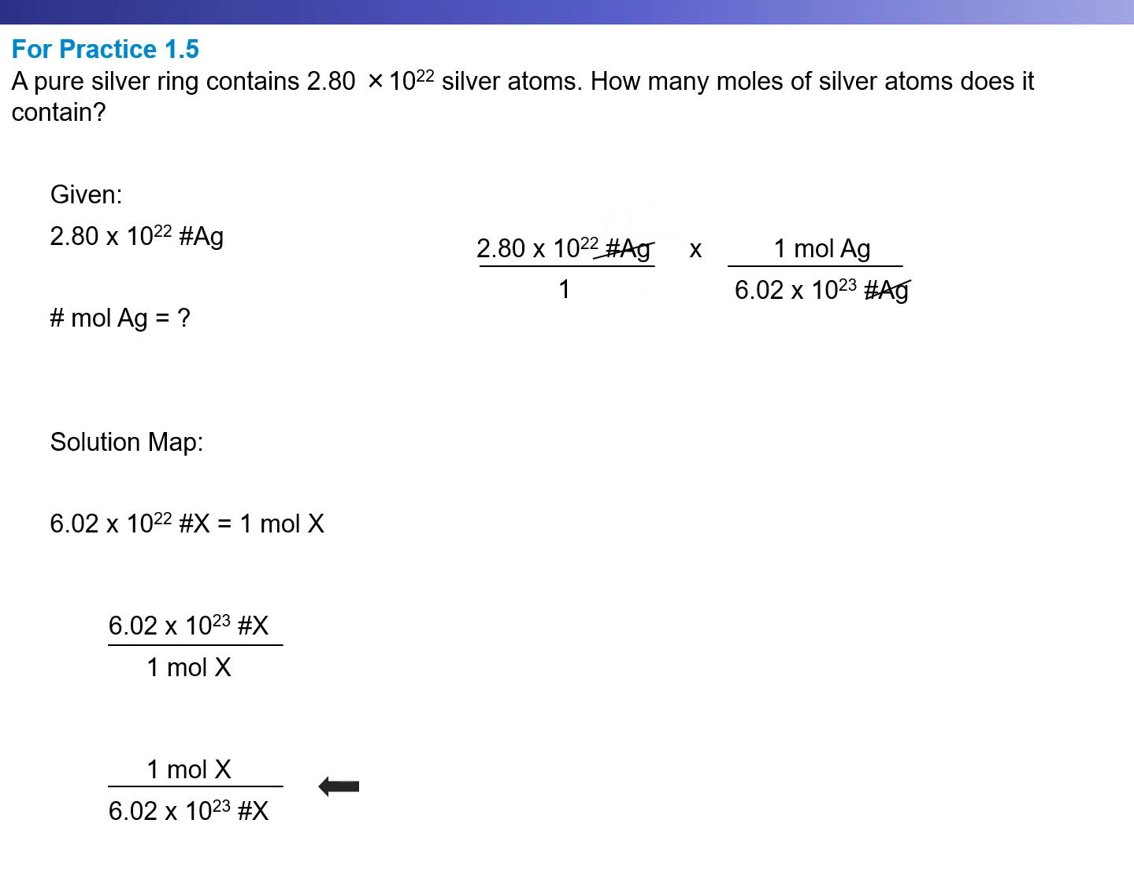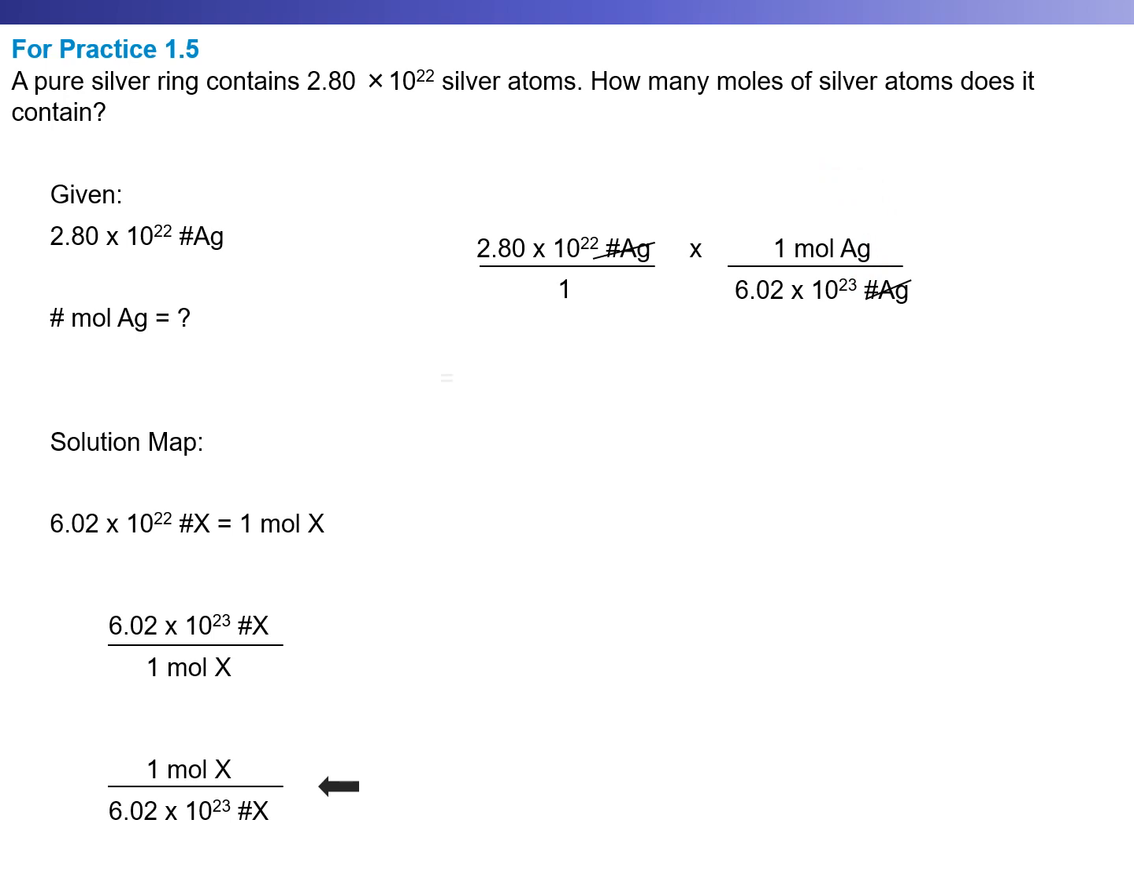So I know that I want to get into moles, and that I have to get out of number of silver atoms. So I used the fraction, the ratio, that's going to allow me to do that. By intentionally selecting this one, I put the unit I'm trying to get rid of in the bottom, in the denominator, so that I can cross it out in the numerator. And then the only units that I have left are going to be moles of silver, which is how I want to answer my question.